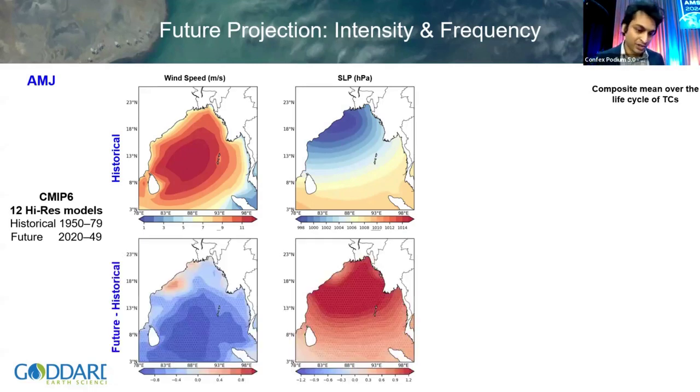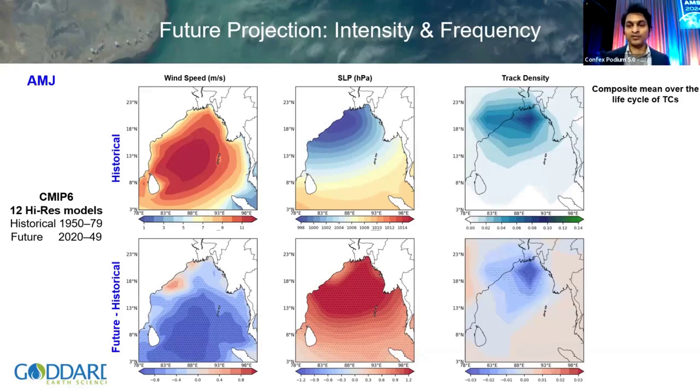If you look at future minus historical in the bottom panels, you can see that in the future, wind speed associated with the tropical cyclones tends to decrease and sea level pressure tends to increase, which both indicate that tropical cyclones in the future climate in the Bay of Bengal are projected to decrease in strength. But if you look at the track density, which shows the frequency of tropical cyclones, in the bottom right panels, the frequency is also projected to decrease. So at the same time, the frequency and intensity of tropical cyclones are projected to decrease in the pre-monsoon, or April, May, June.